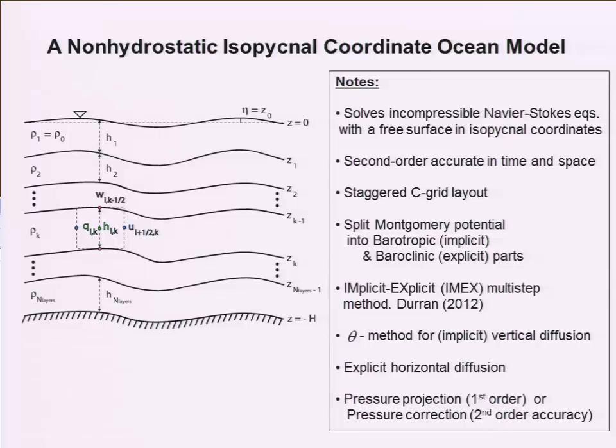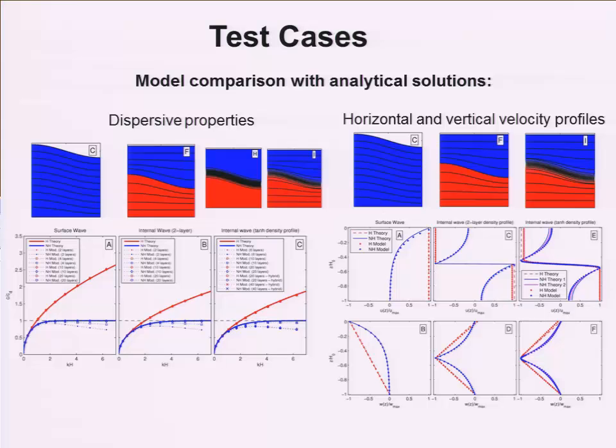We use these implicit-explicit multi-step methods from Duran 2012 with implicit vertical diffusion, which you essentially have to do if you have drying of layers. We also use explicit horizontal diffusion, which is sort of the standard in ocean models, and various pressure projection methods to solve the non-hydrostatic pressure.